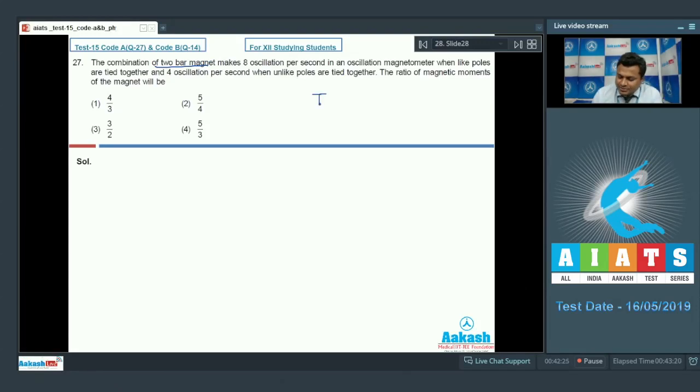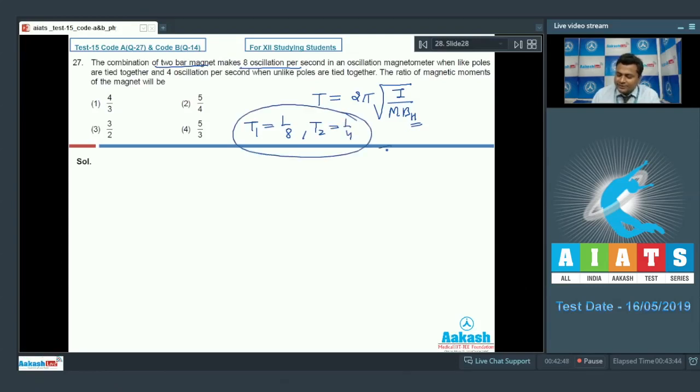We know very well that the time period T for a magnetometer is given by 2 pi under root I upon MBH, where BH is the horizontal magnetic field, M is the magnetic moment, and I is the moment of inertia. Here 8 oscillations per second and 4 oscillations per second, frequencies are given, so we can write T1 equals 1 by 8 and T2 equals 1 by 4 second respectively. In case of like poles, the net magnetic moment M will be what? Added, M1 plus M2 in the same direction.